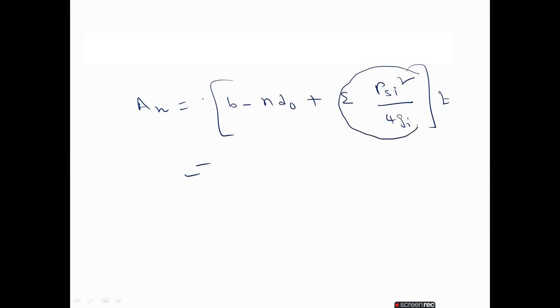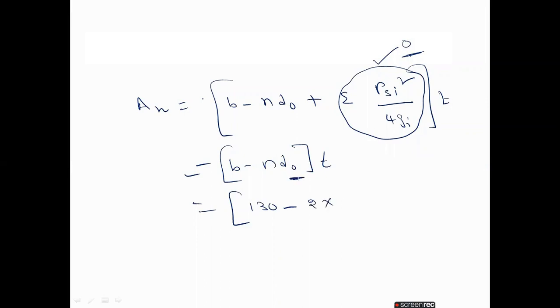So here in this problem, there are no staggered bolts, so that term is completely zero. The formula is An = (b − n·d0)·t. We already know b is 130, the width of the plate. n is the number of bolts, and d0, the hole diameter, is 18. The thickness of the plate is 12. So An, the net effective area or the critical section, we will get 1128 mm square.